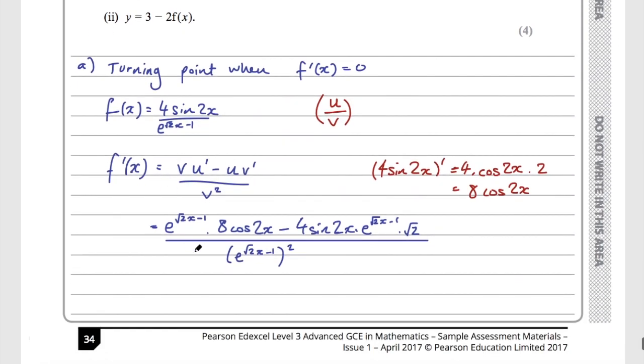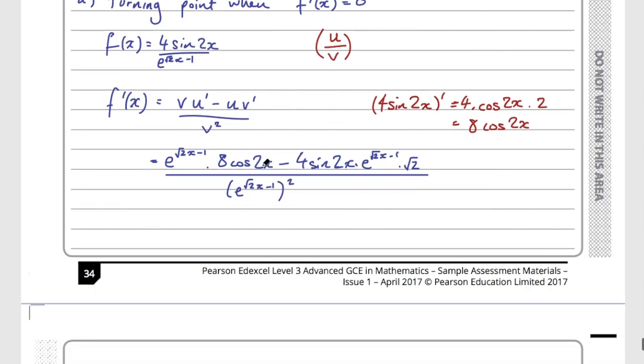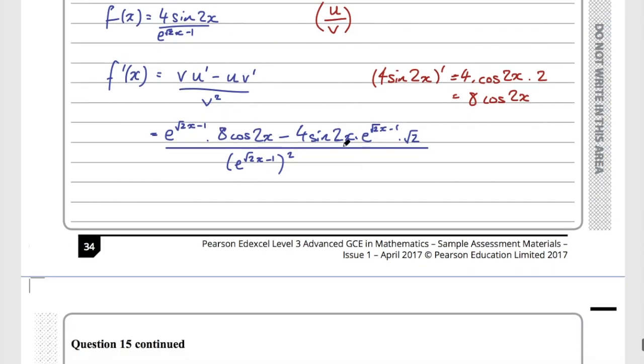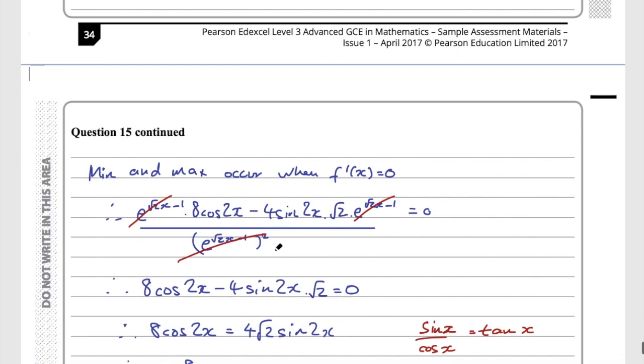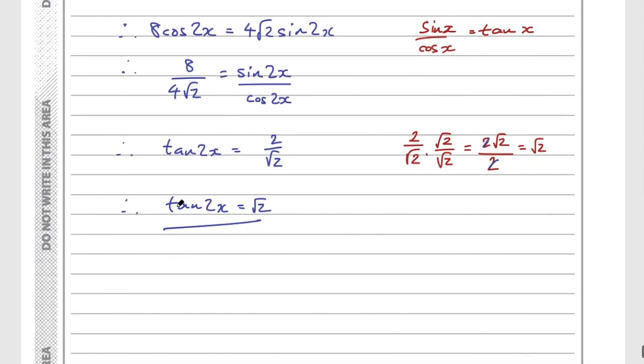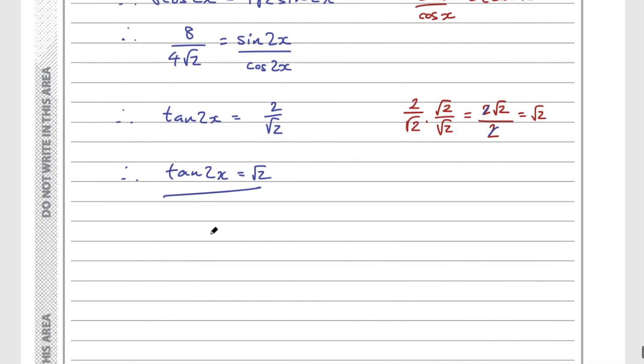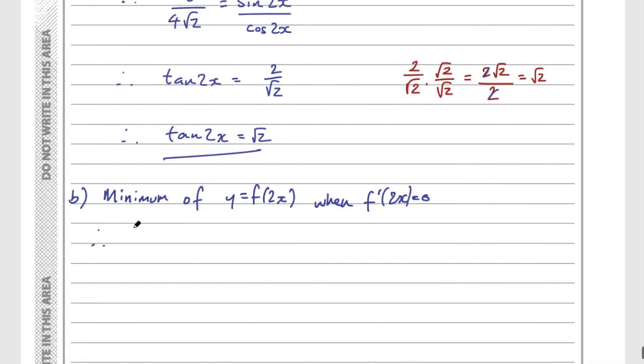And you can take that derivative again and so follow all of the steps. So here you'd have a 4x and you'd have a double this, so 16, and then you'd have a 4x here. And you can follow all of these steps again, and you would find you'd end up with the tangent of 4x equal to root 2. So that's the only difference we really need to worry about. So for part B, we can say that the minimum of y equals f of 2x occurs when f dash 2x equals 0. And so we can say, therefore, the tangent of 4x equals root 2.